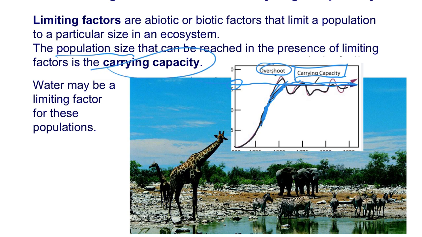The carrying capacity is the maximum number of individuals a population can have in a certain area based on the limiting factors, like how much food there is, how much water there is, how much predation there is, how much disease there is, parasites, how many competitors from another species there are.